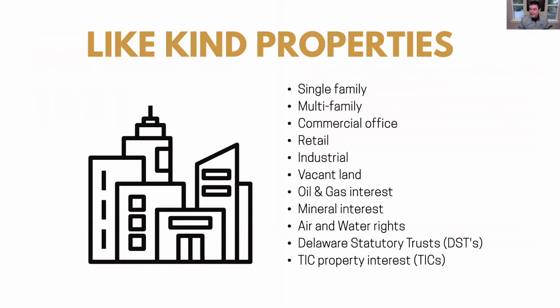So what is like kind, right? We've all heard that. If I own an Airbnb, does that mean I have to go buy another Airbnb? No, you can go Airbnb to single family, Airbnb to multifamily, Airbnb to commercial office, or vice versa. These are all of the areas in which the IRS says these are like kind types of property. And you can see that is a very broad definition. So you don't have to buy apples to apples, but you do have to stay in real estate and you do have to use those properties for an investment.